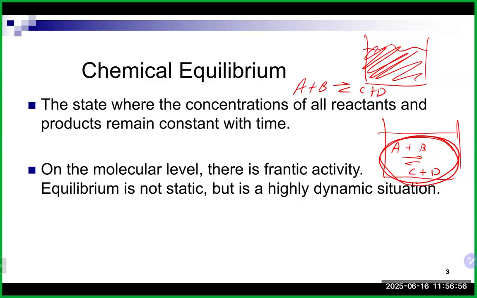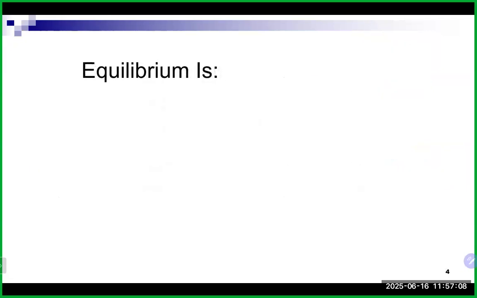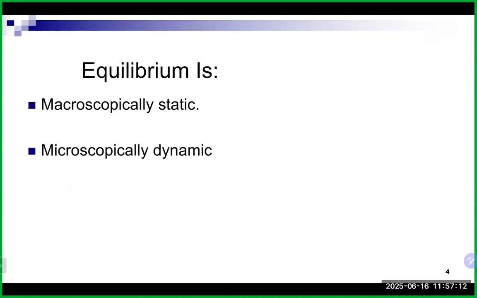So equilibrium is really not static. There is a lot of activity happening and you may not be able to see it, but it is a lot of that forward direction happening and that reverse direction happening. Equilibrium, like I said, is static on the macroscopic level, but on the microscopic level, there's a lot of activity happening. So what do I mean by that?